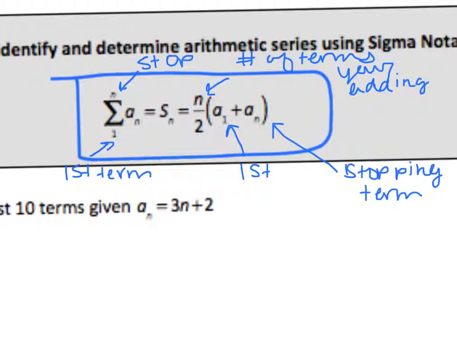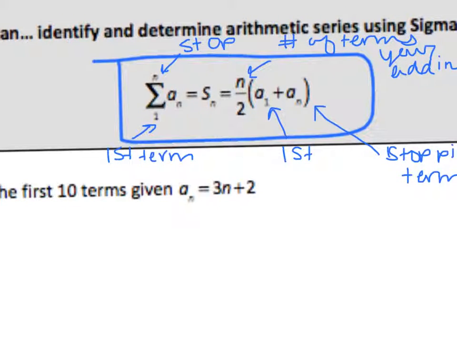So in this one, it says the first 10 terms. So what I'm going to do is I'm going to make my sigma. It's kind of like an E. I'm going to write my rule. And then on the bottom, it's going to start from the 1 because it's going to start with the first 10 terms. And then it's going to go to 10 on the top. So that means I'm going to find the first 10 terms. So 1, 2, 3, 4, 5, all the way to 10 is going to be 10 terms.